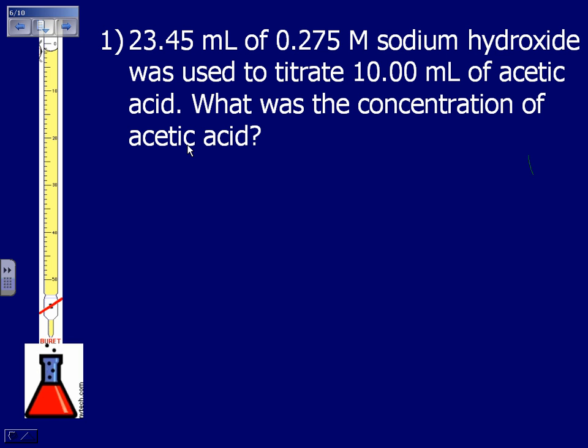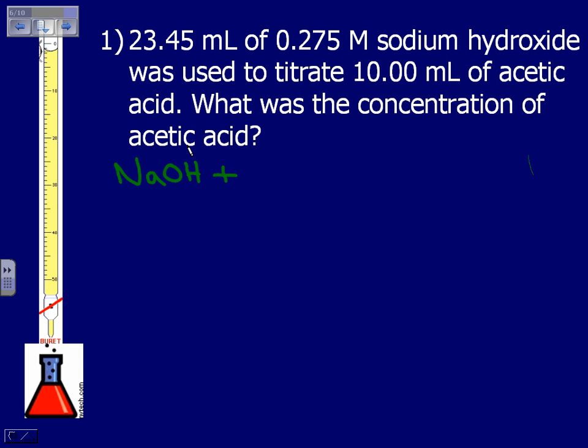So these are not dilution questions. We don't use C1V1 equals C2V2. We start with a balanced chemical equation, so let's go ahead and do that. We're reacting some sodium hydroxide, NaOH, and we are neutralizing it against acetic acid. Acetic acid is that molecule that we've written in 2 different ways, CH3COOH, but there's also the other way of writing it.